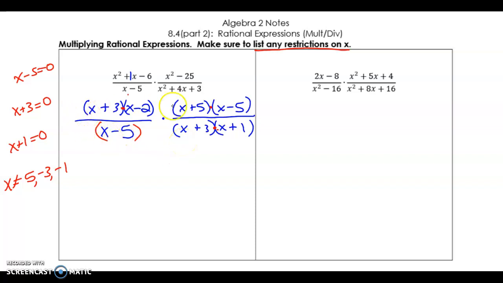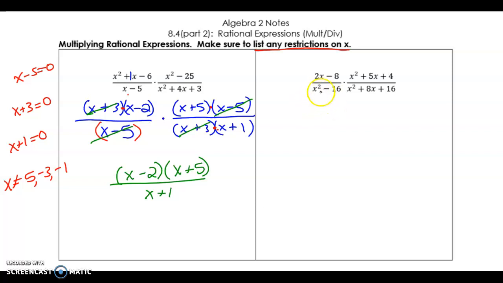So anything in the numerator can simplify with anything in the denominator. So x minus 5's can cancel. X plus 3's can cancel. So we're simply left with x minus 2 times x plus 5 all over x plus 1. And you can leave your answer like that. You do not need to FOIL the numerator back out.